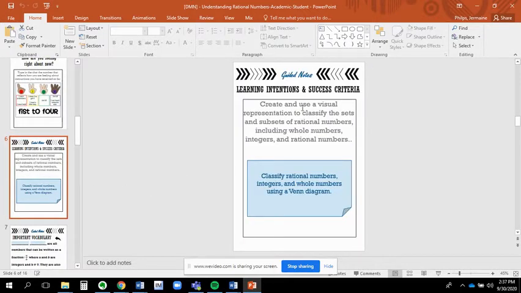So our focus for today is to classify rational numbers, integers, and whole numbers using a Venn diagram. Classify rational numbers, we're about to define that. Integers, we're going to redefine that. And whole numbers, which you should remember from elementary school, using a Venn diagram.